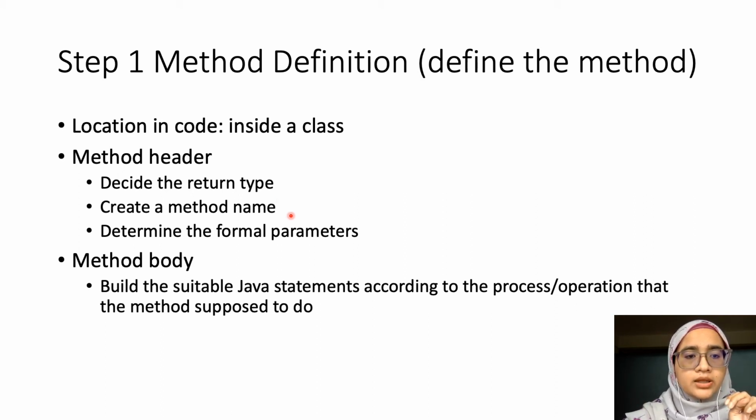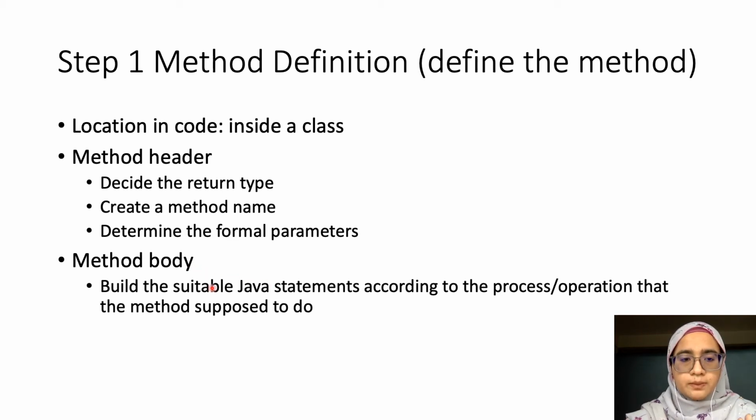And create a method name. Okay, nama ni letak je apa-apa asalkan dia follow the rules of identifier dan sesuai lah dengan operation yang awak nak buat tu. Kemudian you have to determine the formal parameters. Okay, the formal parameters macam mana nak determine? So, mula awak kena determine berapa banyak parameter yang awak nak guna. Okay, yang kedua adalah apakah data type parameter itu. Okay, so lepas awak dah determine the method header, now you can build the method body.